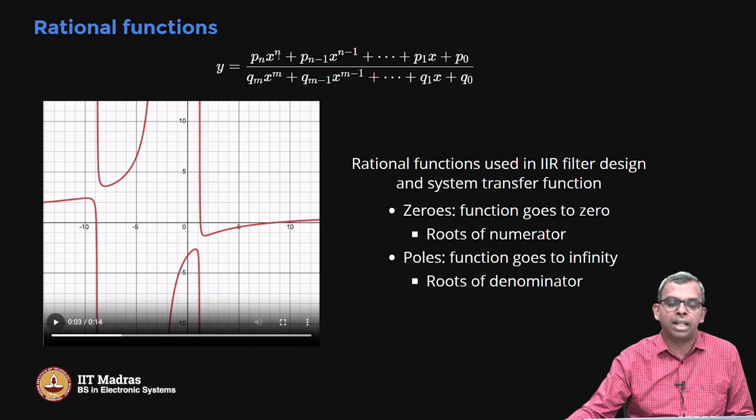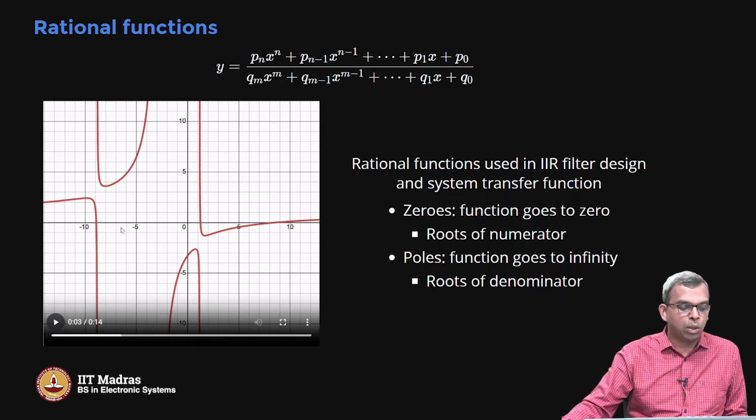The numerator may have a degree n, the denominator may have a degree m, and you have all these coefficients. We generally think of these coefficients as being real or complex, mostly real. These find a lot of use. A typical picture of a rational function may look like this.